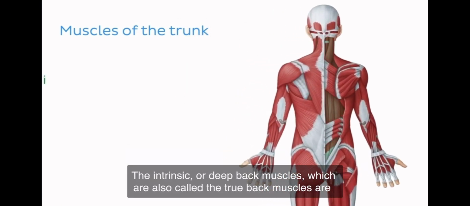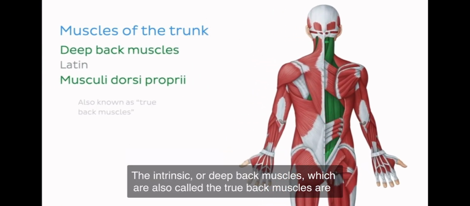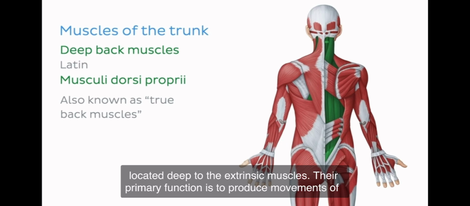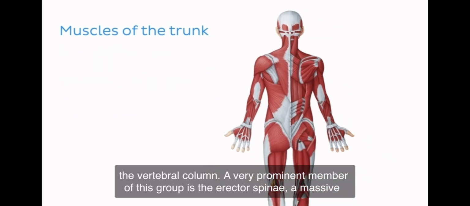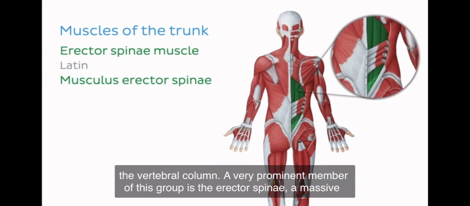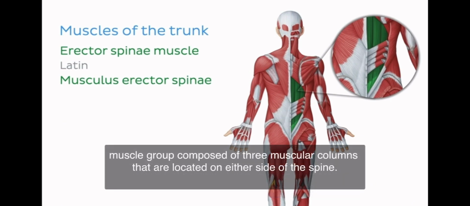The intrinsic or deep back muscles, which are also called the true back muscles, are located deep to the extrinsic muscles. Their primary function is to produce movements of the vertebral column. A very prominent member of this group is the erector spinae, a massive muscle group composed of three muscular columns that are located on either side of the spine.